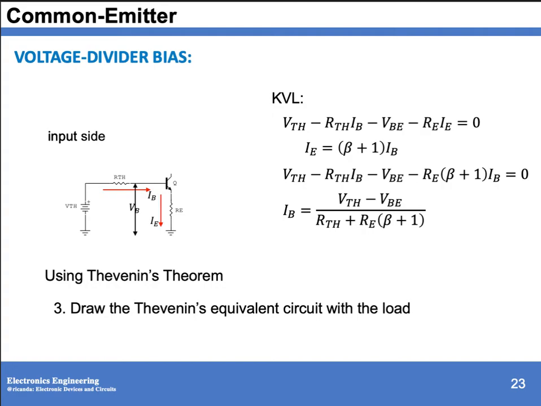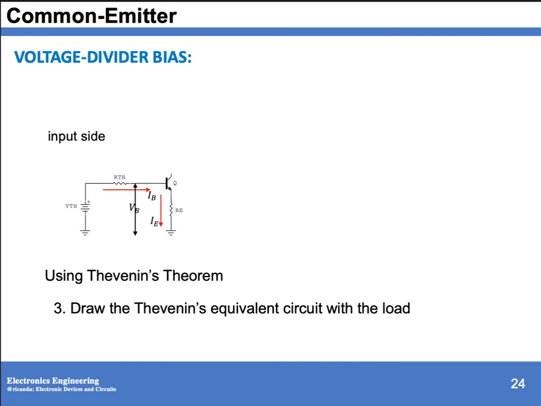Then for the voltage at your base, that is from base terminal with respect to ground, it is equivalent to VTH minus RTH IB, or equivalent to voltage base emitter plus RE IE.